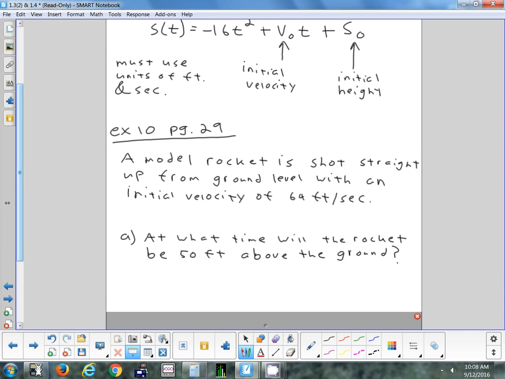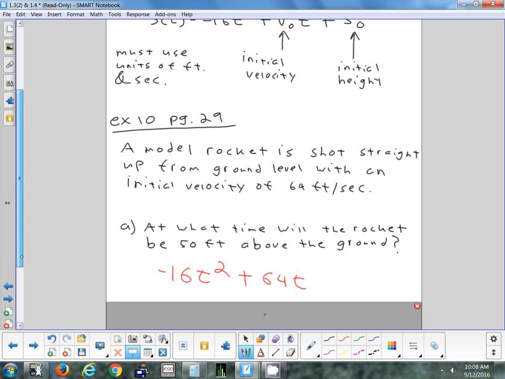Okay, so when will the object be 50 feet above the ground? So negative 16 t squared plus my initial velocity. Okay, what's my initial velocity here? 64 feet per second. Yep, plus 64 feet per second t. Now, on the end of that, I need to add the initial height. 0. There is no initial height.